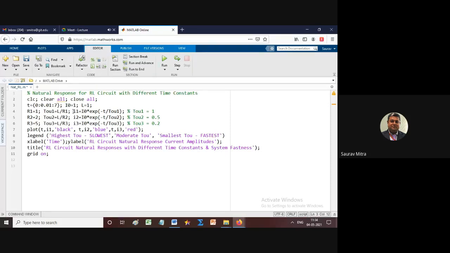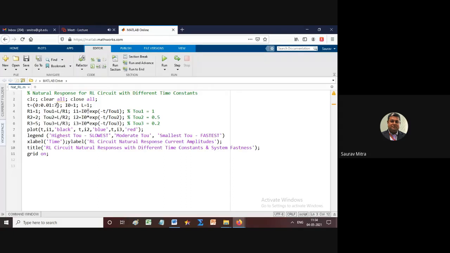What I'm doing is comparing 3 different time constants. The first time constant tau is equal to 1, because L by R, we have chosen the value of R1 same. Sorry, the R value is differing: 1, 2 and 5. The L value is kept the same. I gave you a question that L by R is tau, L by R is equal to seconds. You have to prove that. So please give it a try.